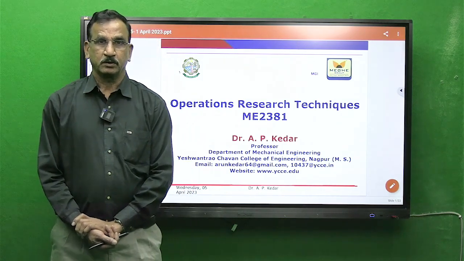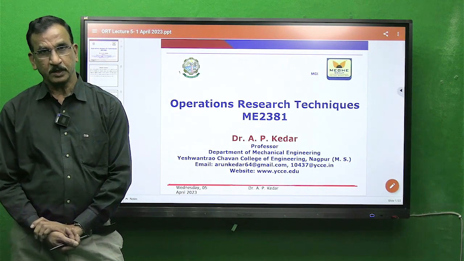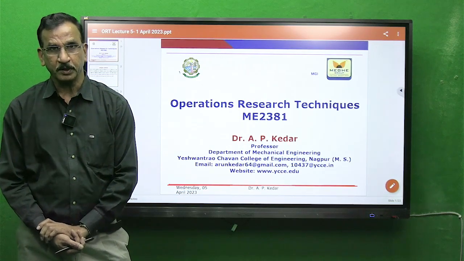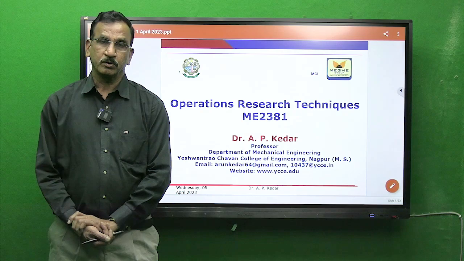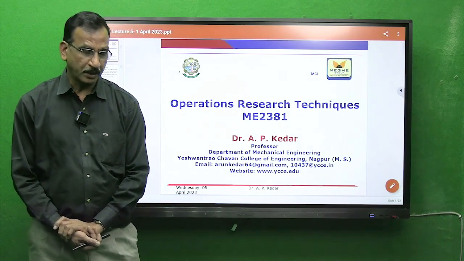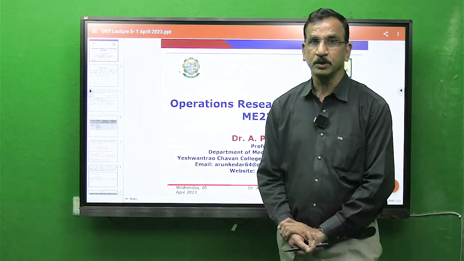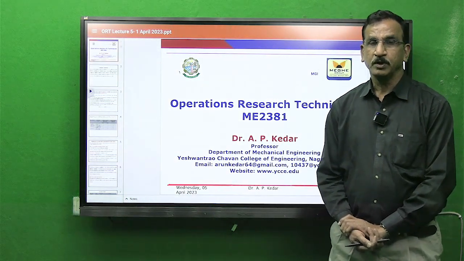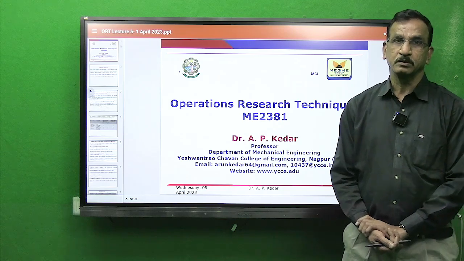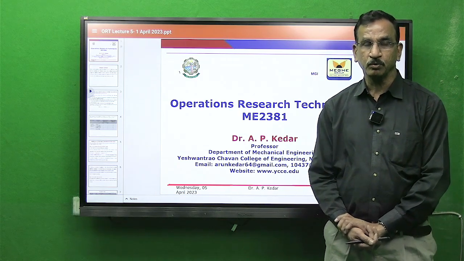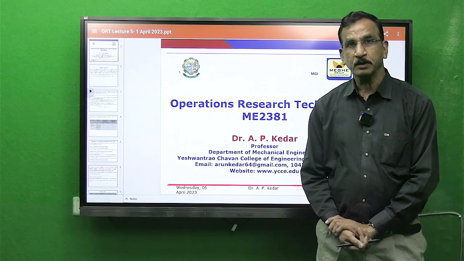We are right now in Unit 1, Linear Programming Problems. In that we have seen how to formulate the mathematical model from given data, and we also saw and discussed the graphical method of finding a solution to a linear programming problem. And we have seen the limitation of the graphical solution. The graphical solution method can be applied if and only if there are two variables in that particular problem.